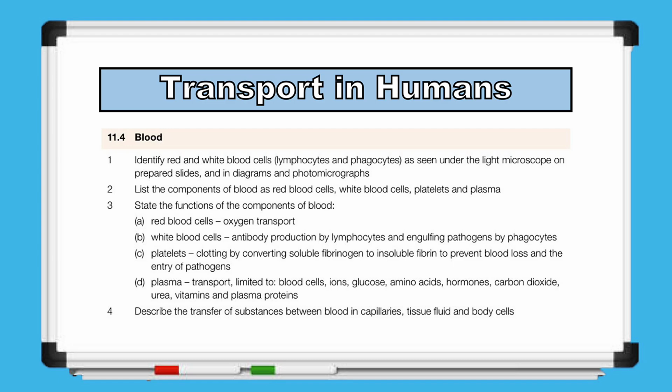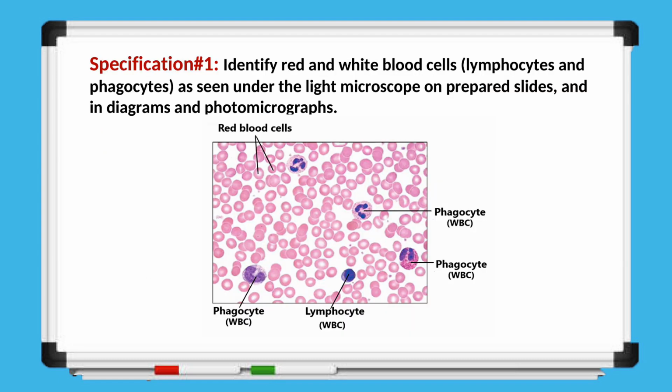So, let's begin. The first specification we need to focus on is specification number 1. This requirement asks us to identify red blood cells as well as the 2 major types of white blood cells, lymphocytes and phagocytes. We should be able to recognize them as they appear under a light microscope on prepared slides, and also when shown in diagrams or photomicrographs.